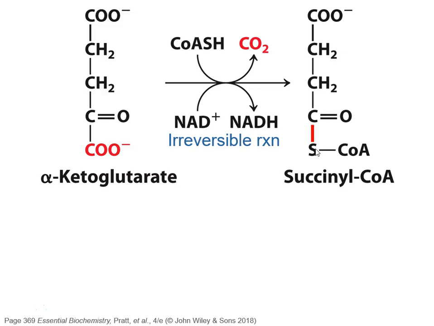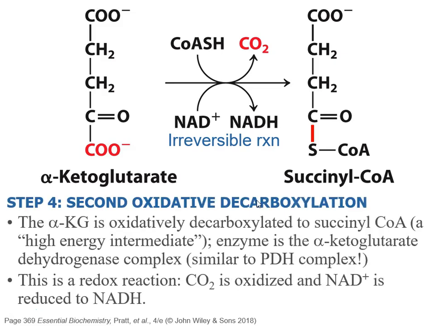This one is too, and what we're going to do is we're going to lose this carboxylate group as CO2, and I also highlighted this bond here because we're also going to form a thioester bond. So here we have another oxidative decarboxylation. We're going to lose this carboxylate group as CO2, and these 4 carbons now then become bound to coenzyme A. So we have succinyl-CoA. So we've lost our second molecule of CO2, and we have an alpha-ketoglutarate dehydrogenase complex.